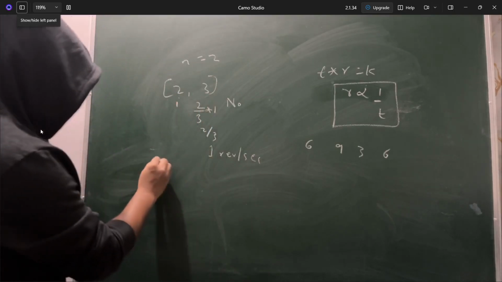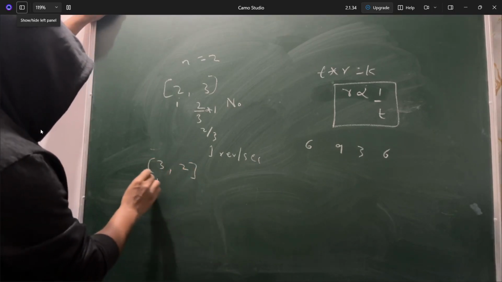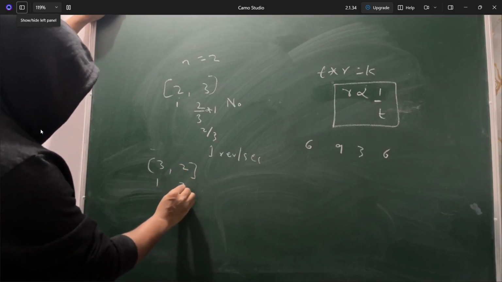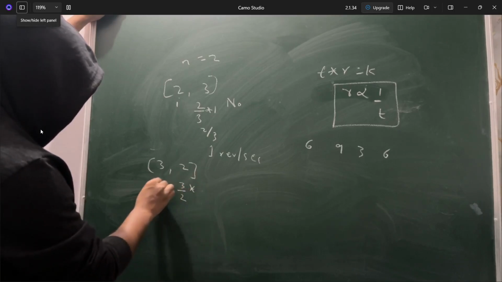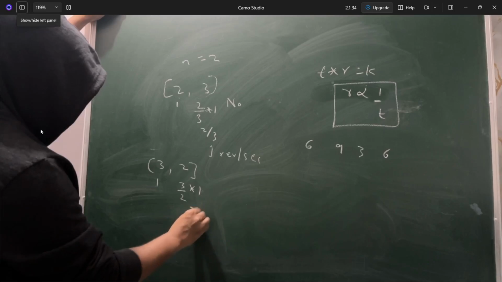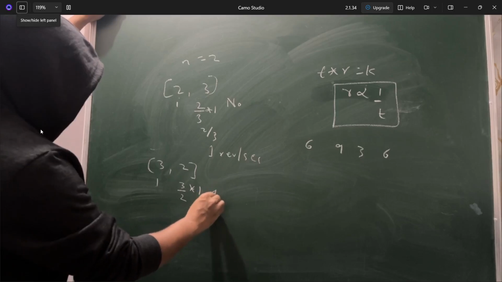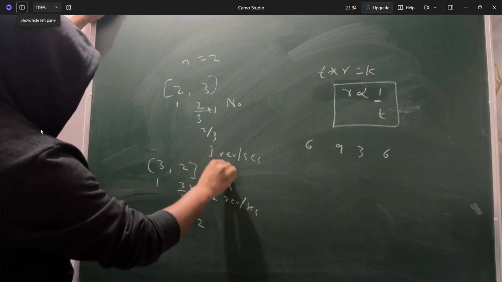Let's try to take one more arrangement. So now here the leftmost will be rotating at 1 revolution per second. Its speed will be given by the previous teeth over current teeth into the previous speed. So it is rotating at 3 by 2 times. So again, it is not rotating at 1 revolution per second. So in this case, you return no.